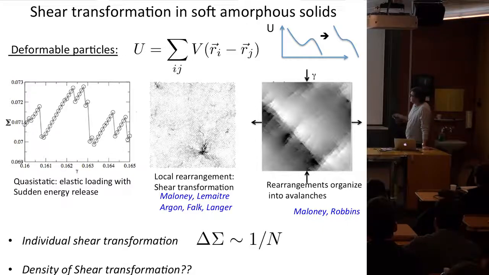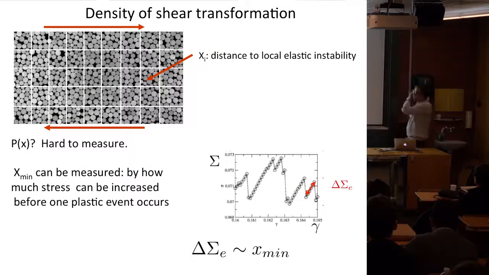Right. And so the question I want to discuss is, how many objects like that do you have in a mayonnaise or in a packing of particles? How many of those shear transformations are about to collapse? That's clearly very important if you want to think about those avalanches, because it will characterize the probabilities that one guy triggers other guys. So how do you even start thinking about this density? And here is an interesting quantity. So let's think about it that way.